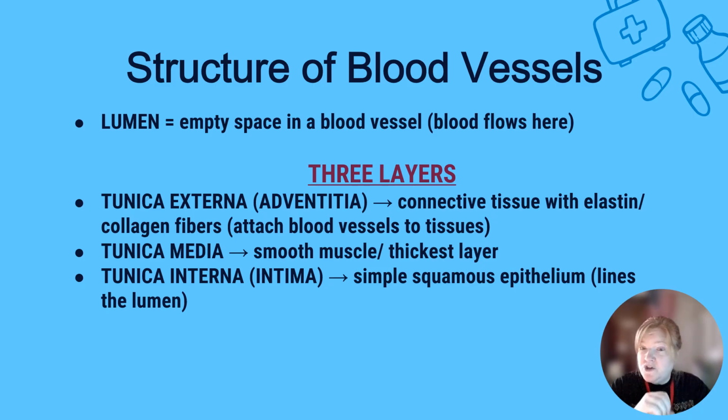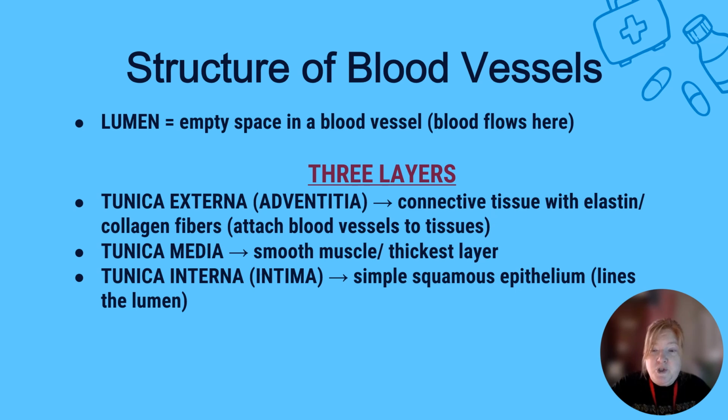Okay, the structure of blood vessels. There is the lumen. That's the empty space in the blood vessel. That's where the blood flows through. And then there are 3 layers. So the tunica externa, it's also called adventitia, but I will test only the tunica externa terminology. And that's connective tissue with elastin and collagen fibers that allows it to be stretchy. It also allows blood vessels to be attached to tissues, okay?